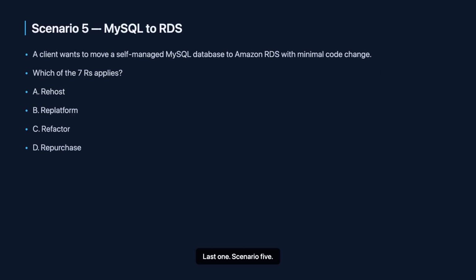Last one, Scenario 5. A client wants to move a self-managed MySQL database to Amazon RDS with minimal code change. Which of the 7 R's applies? A. Rehost. B. Replatform. C. Refactor. Or D. Repurchase. Run the qualifier rule from episode 5 before you answer.